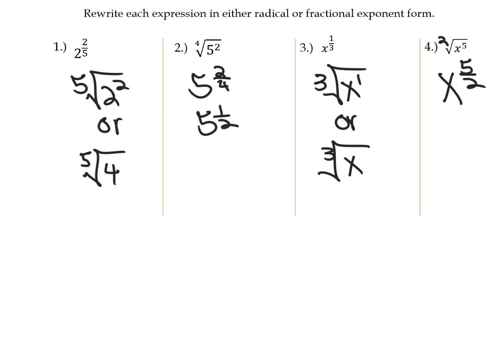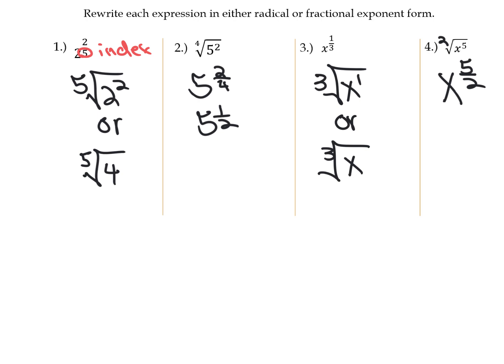All right, on this one, we're practicing again, either changing from radical form to fractional exponent form, or vice versa, fractional to radical. Remember that the denominator is always going to be your index. So when I write this, this is going to be the 5th root of 2 squared, and I could write that as the 5th root of 4.